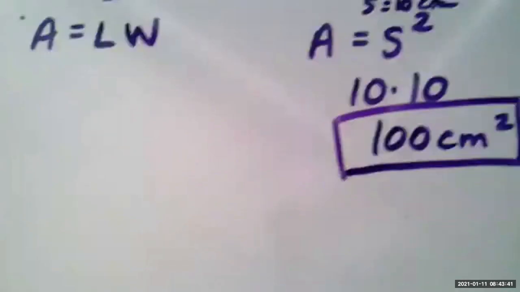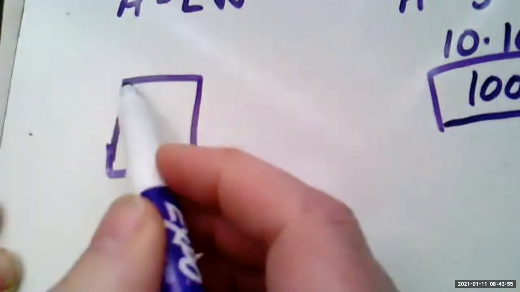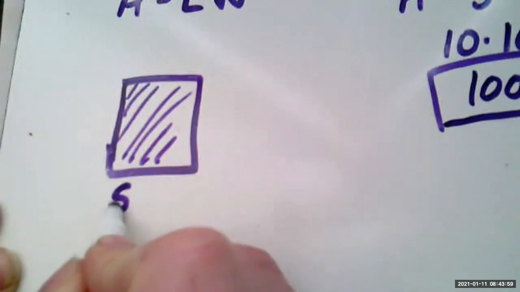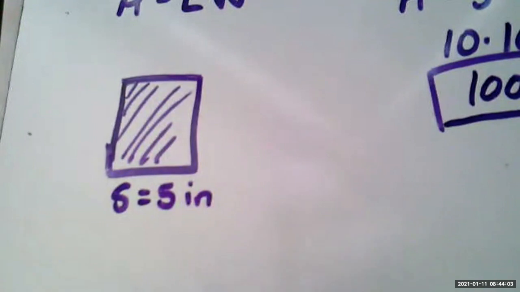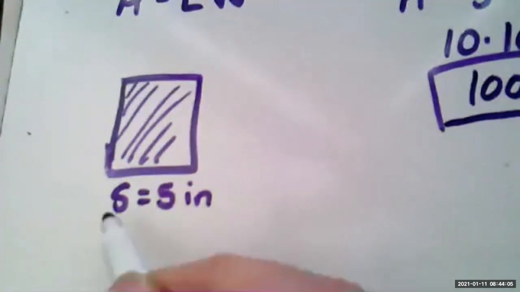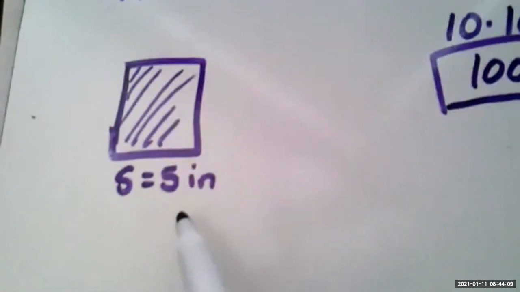All right, let's look at, yes, this takes me back. Oh, good, I'm glad you remember some of your area problems. What would be the area if I said this square, I'm just calling these squares right now because I want to know what's inside this whole thing. If one of the sides equals 5 inches, what would be the area of this square?